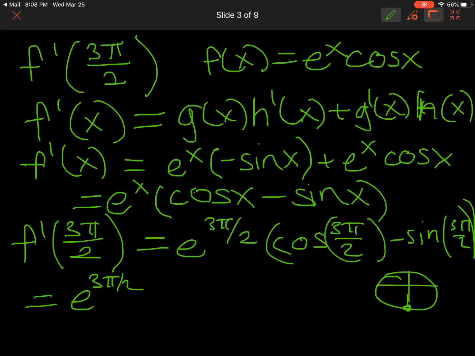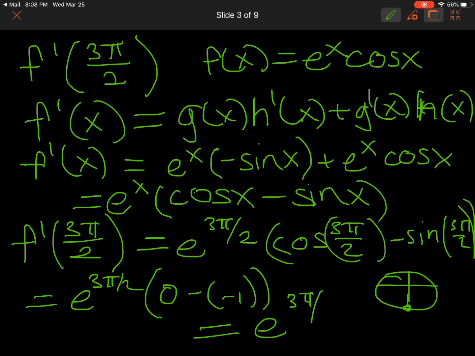So that is going to be 0 minus negative 1, which is just 1. So indeed, our slope of the tangent line is e to the 3 pi over 2. Try to circle that right there, and that is our answer to part B of the FRQ.